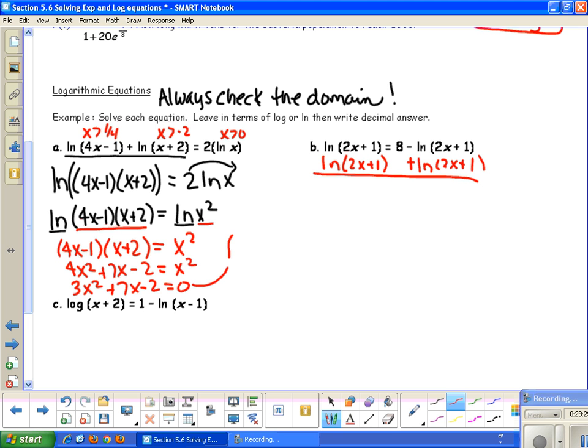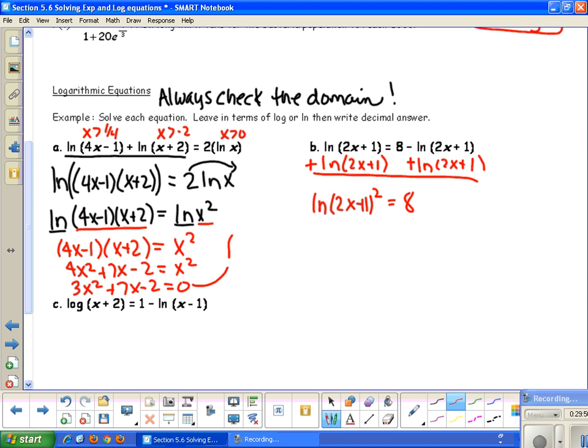Notice that these are the same, so that you have two of them. Since two things are being added, you're going to multiply. So the natural log of 2x plus 1 times 2x plus 1, which means you just have 2x plus 1 squared equals 8.